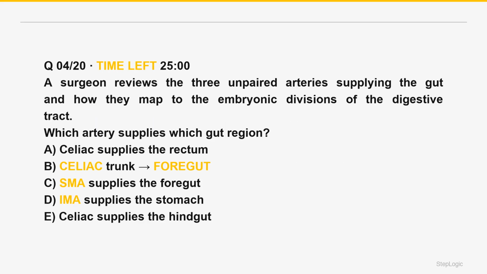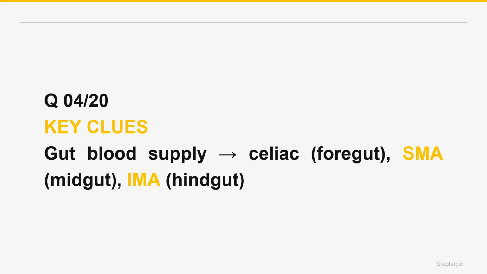Which artery supplies which gut region? A surgeon reviews the 3 unpaired arteries supplying the gut and how they map to the embryonic divisions of the digestive tract. Read the command. Which artery supplies which gut region? Celiac foregut, SMA midgut, IMA hindgut.